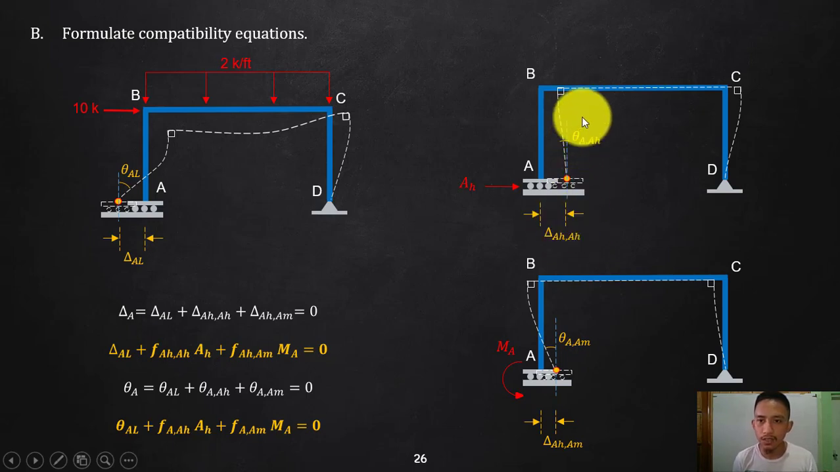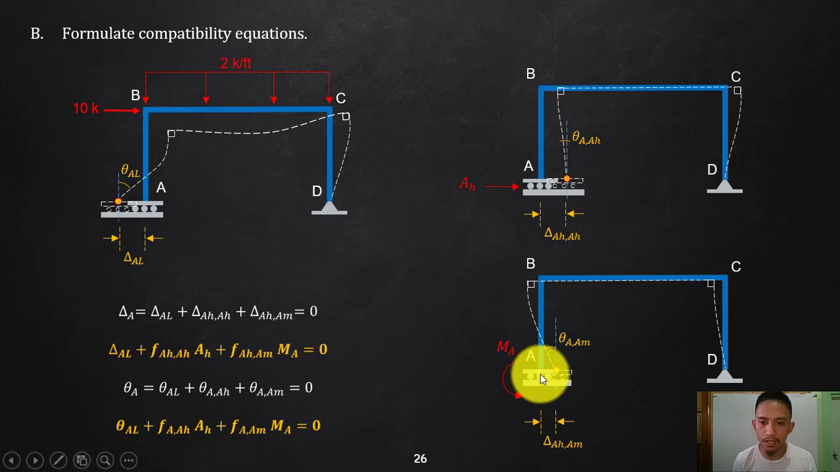In your rotation, there is no other rotation, only rotation which is clockwise and counterclockwise, and actually you can represent that one as one. So I can just say that is theta sub A. It means that is the rotation at A, and that again is due to the redundant AH. Then we have one more redundant, which is the MA.